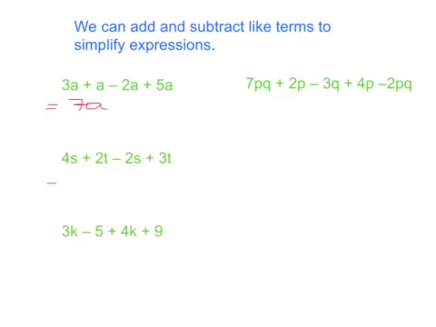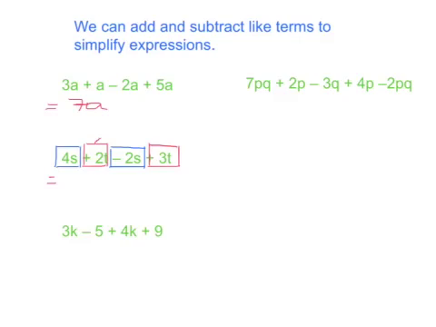Working down the page, in our next one, I've got some s terms and some t terms. I'm going to put some different colours around my different families of terms. So I'm going to put a blue square around my s terms, and I might put a red square around my t terms. Now it's really important to see that I have included the sign with the term that follows it. So I have here positive 2t, and here I have negative 2s and positive 3t.